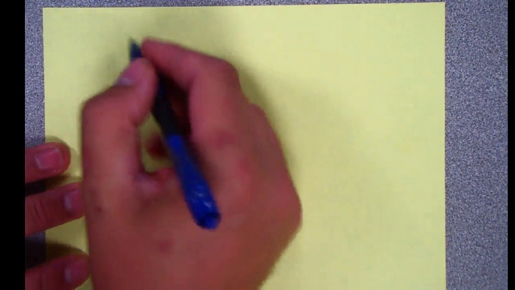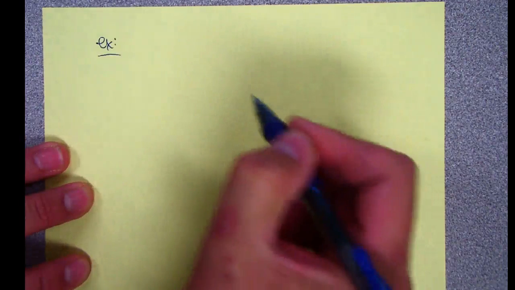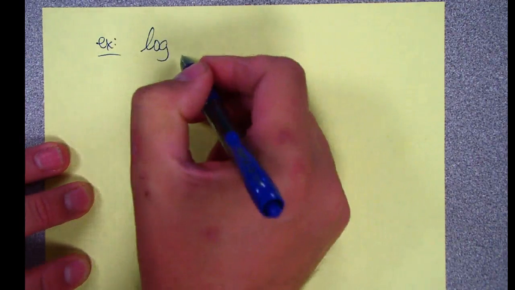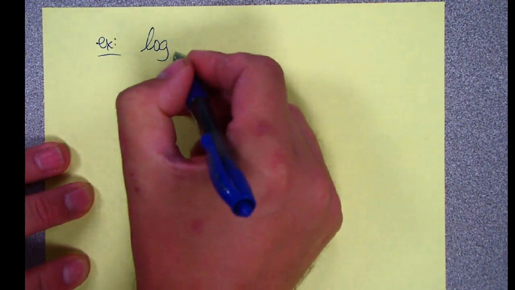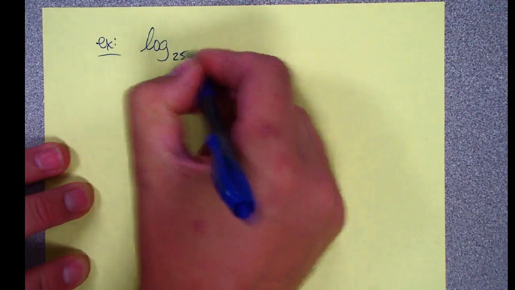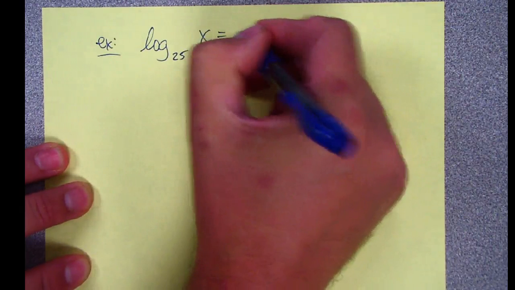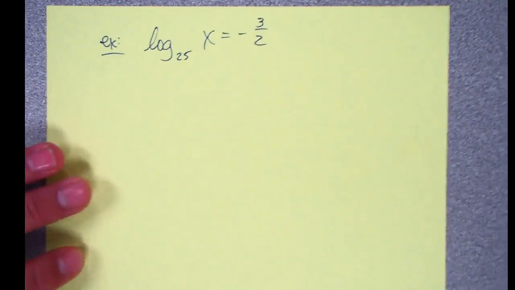Let me jump through another one of those. And again, pause if you need to, rewind, try this out. Hopefully these videos are helping you go at your own pace. So let's say log base 25 of x equals, I'm going to throw a negative in there too, equals negative 3/2.